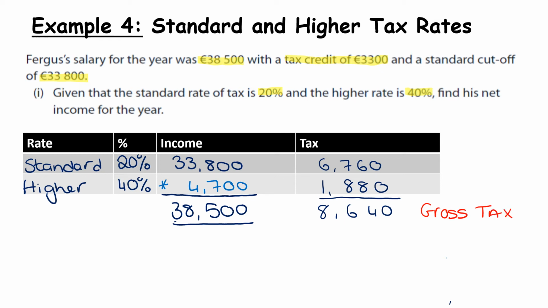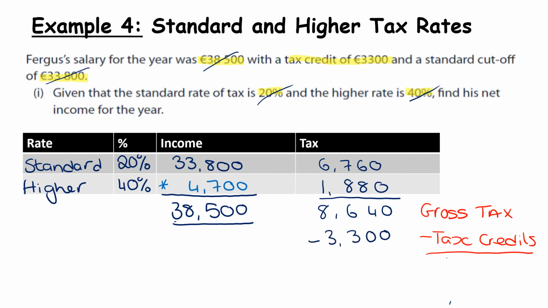Now, we don't have to pay that all. I'll just tick off some of the stuff I've used. So we've used our 33,800, 20%, 40%. So we should pay 8,640. We don't have to pay all of it because we have tax credits. So that means we're going to reduce our tax bill. So we're going to take this away. Remember, it acts like a voucher. So take away 3,300 and we're left with 5,340, which is tax payable.